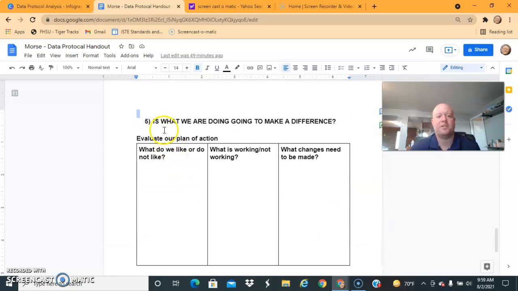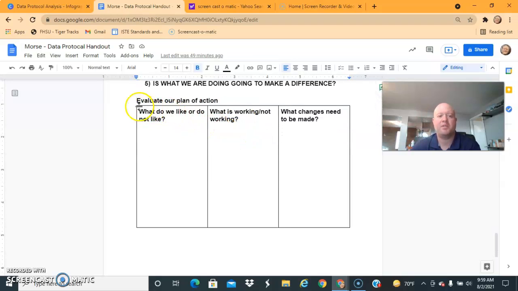And then 5, is what we are doing going to make a difference? So here let's reevaluate our plan of action. What do we like or do not like? What is working or not working? And what changes need to be made?